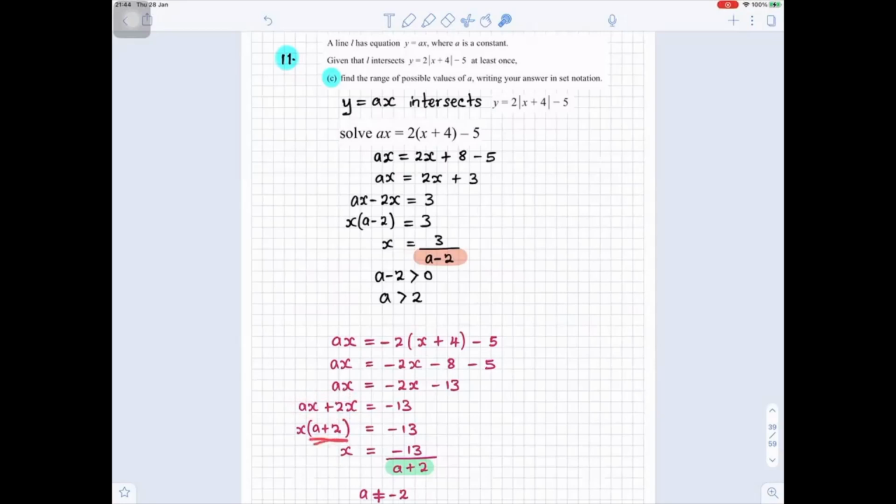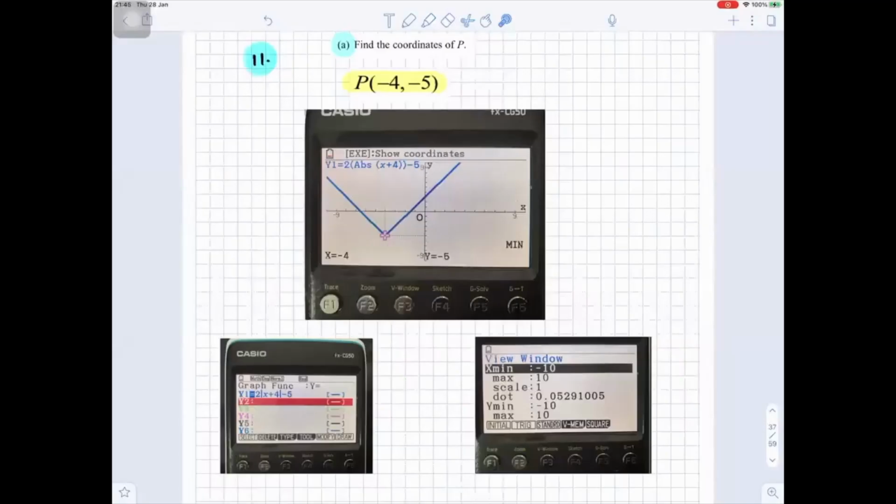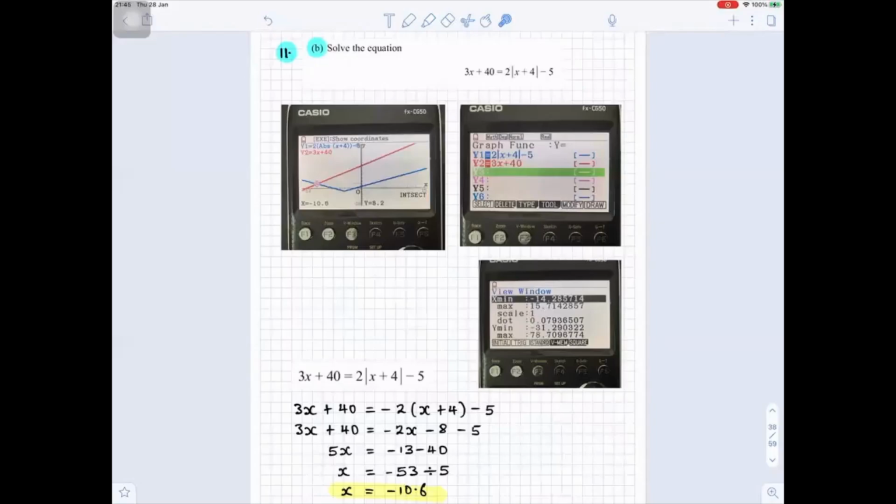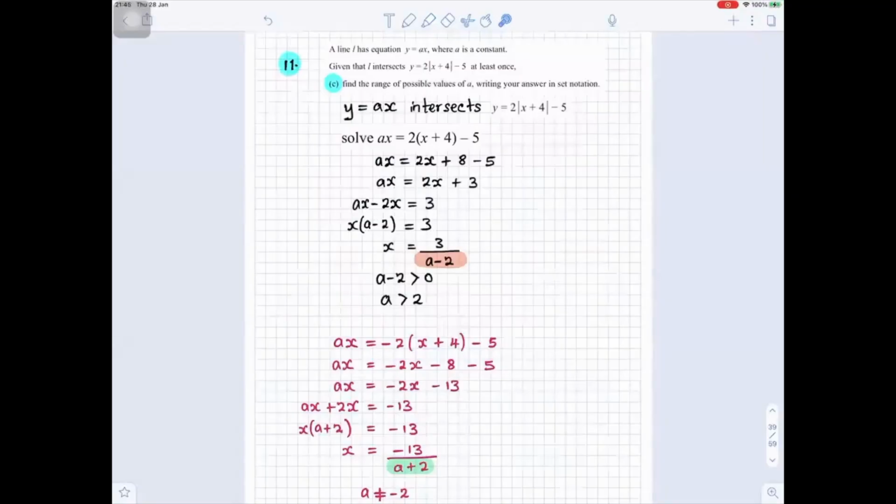x bracket a plus 2 equals -13. x equals -13 divided by a plus 2. So if you don't want this to be 0, a plus 2 cannot be 0. So that means a should not be -2. Because if it's -2, -2 plus 2 is 0, and -13 divided by 0 is an error on your calculator. So a cannot be -2. That's the answer for question 11a. That's the answer for 11b. And that's the answer for 11c.